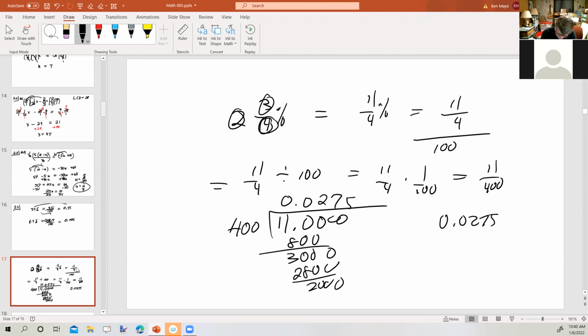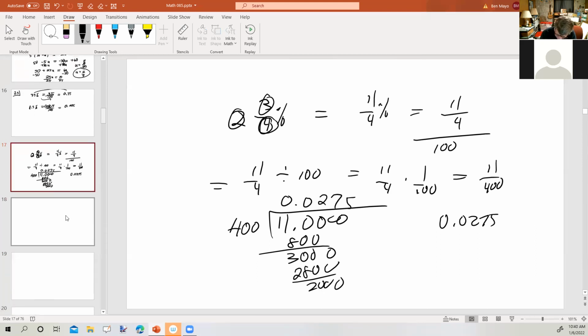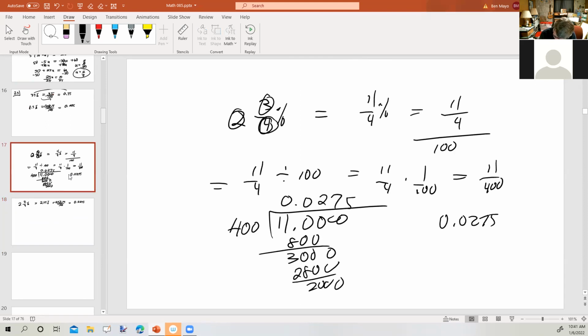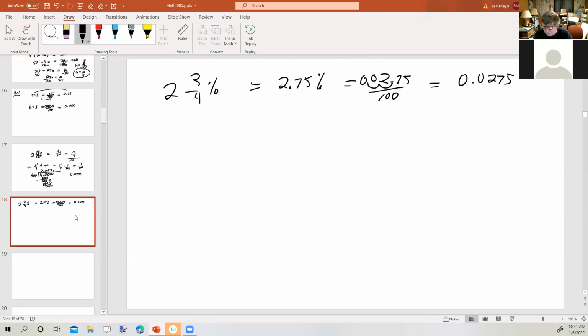There is. So let's go back and look at that again. If we take 2 3/4%, that would be 2.75% because 3/4 is 0.75. So 2.75% is equal to 2.75 per 100, but dividing by 100 moves the decimal point 2 places to the left, and we get the same answer, but less work.